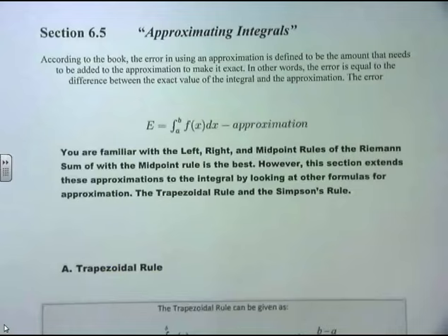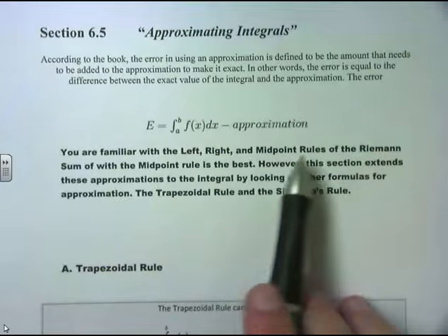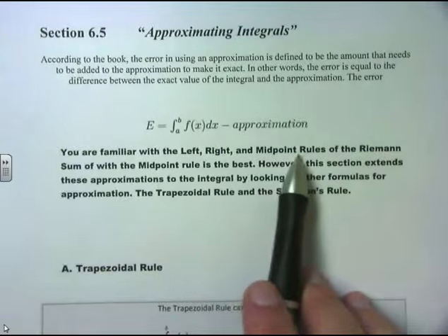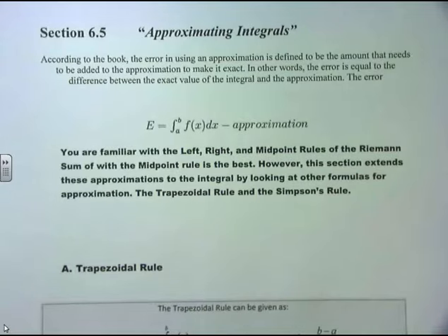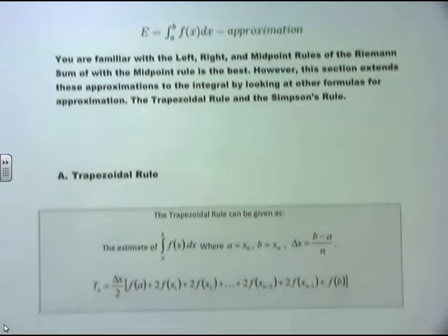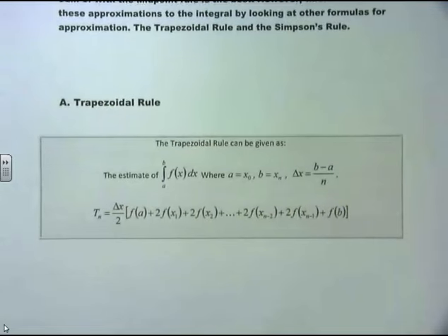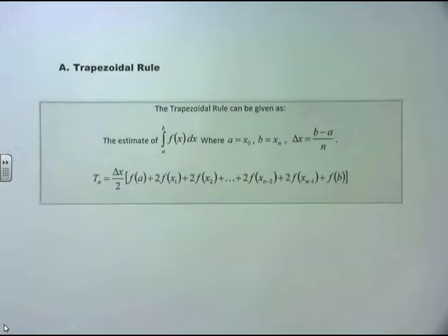Okay. Now, you're familiar with the Riemann sums. We've used left, we used right, we used midpoint Riemann sums, which the midpoint was clearly the best. But you know, there are other techniques as well, and that's what this section's all about. The first technique for approximating area under the curve is using the trapezoidal rule.